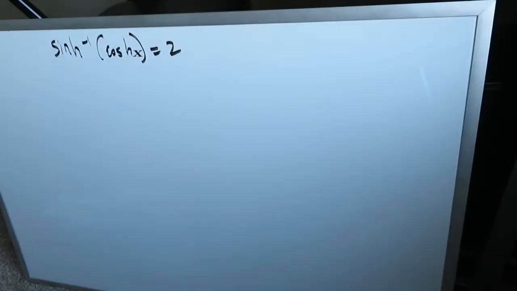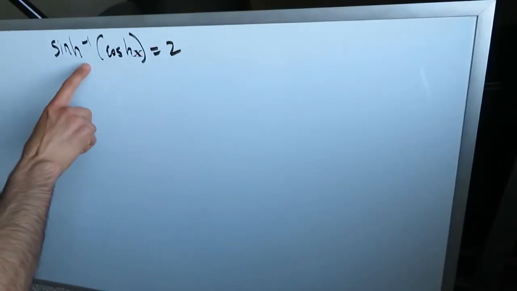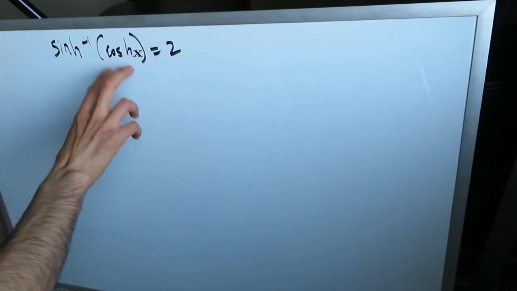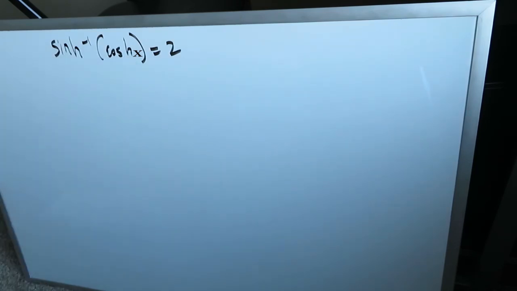Here is our last question. Look at it. Inverse hyperbolic sine function of cosine h is equal to 2. Looks a little tricky the way it's written out. Maybe it looks a little confusing too. At first, it may appear confusing, but if you think about how we look at these equations normally, it might actually help.